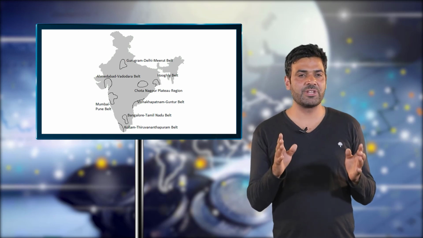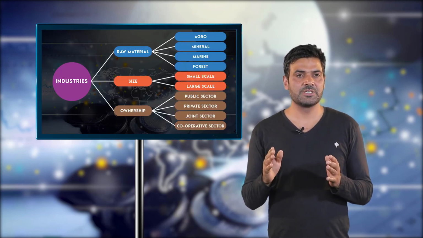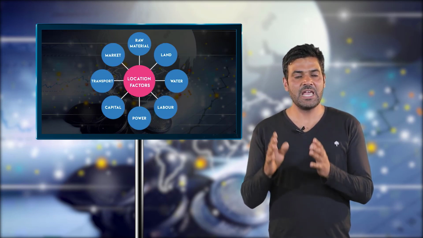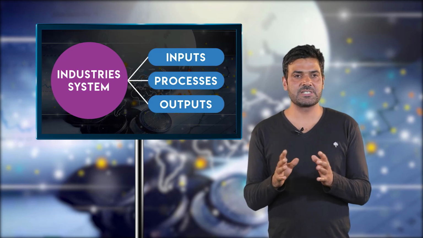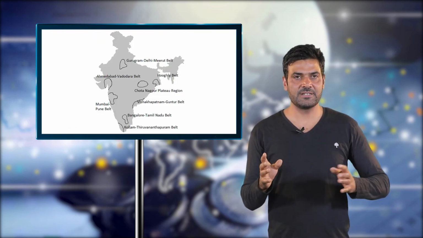So we talked about three important things. One, the classification of industries. Then we talked about the factors that influence the location of industries. And then we also talked about the industrial system and the industrial regions of the world and India.